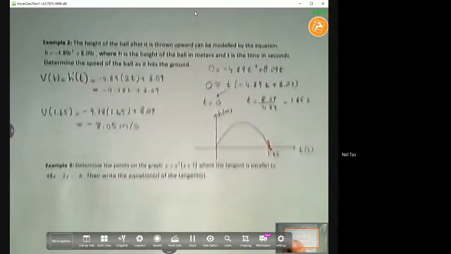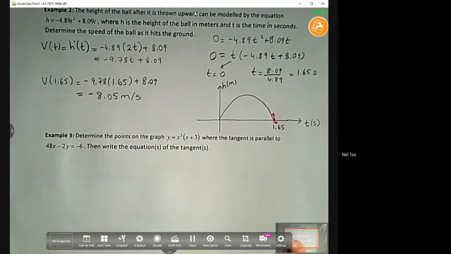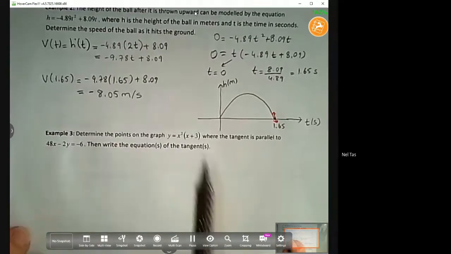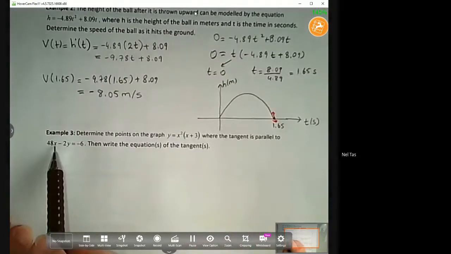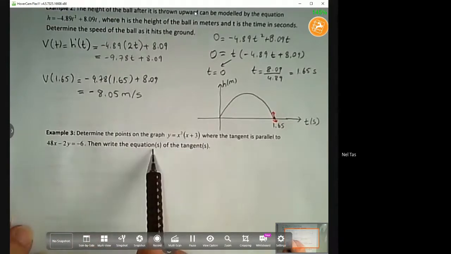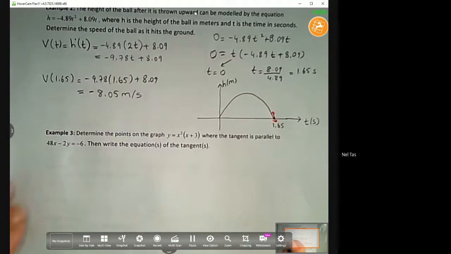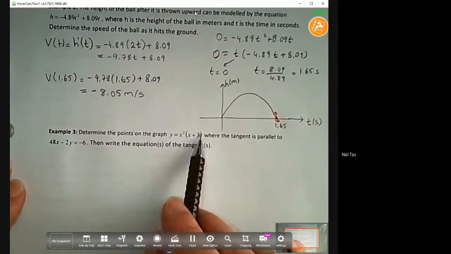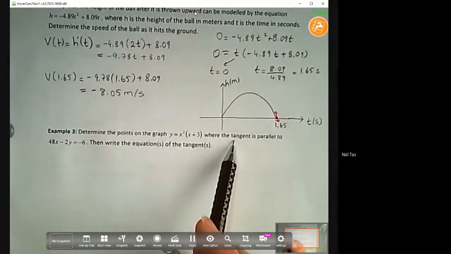Let's look at example 3. It says determine the points on the graph y equals x squared times x plus 3, where the tangent is parallel to 48x minus 2y equals negative 6. Then write the equation or equations of the tangent or tangents. Okay, so again, they are not asking you to find the tangent at x equals this or x equals that, right?